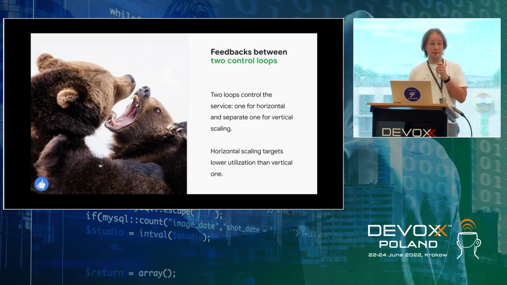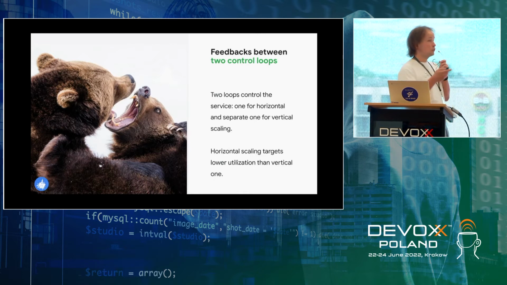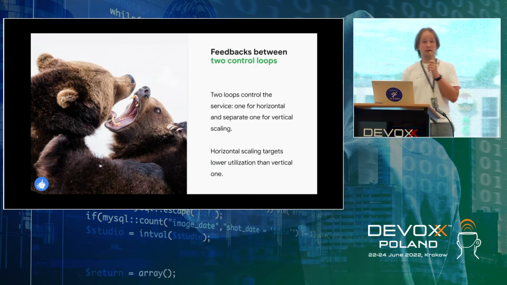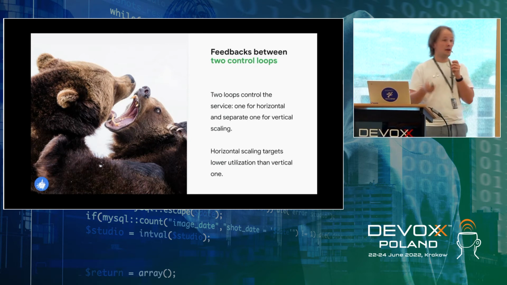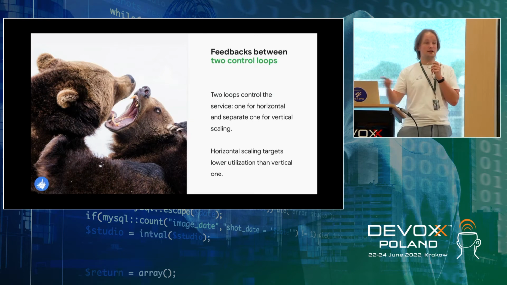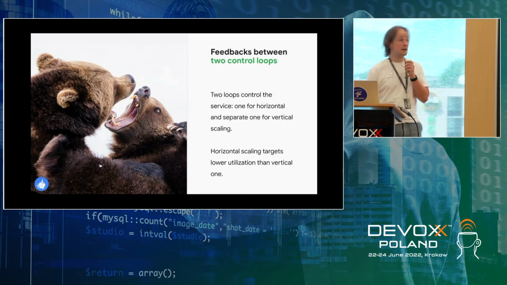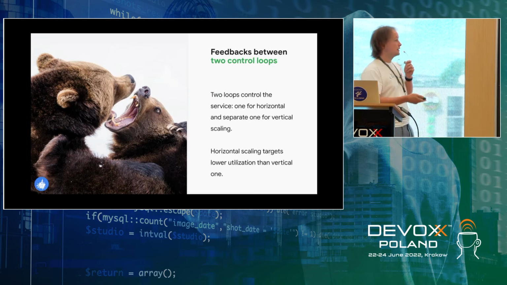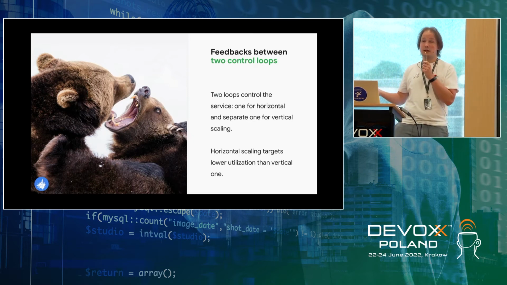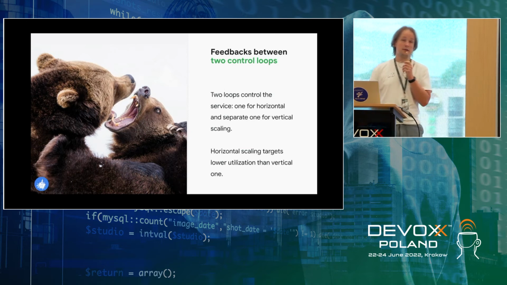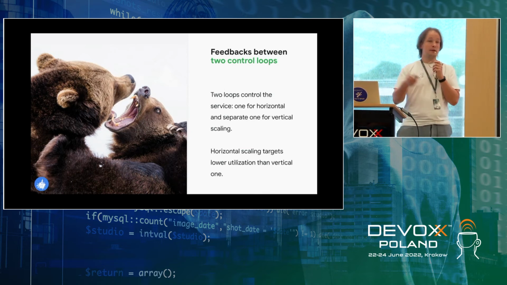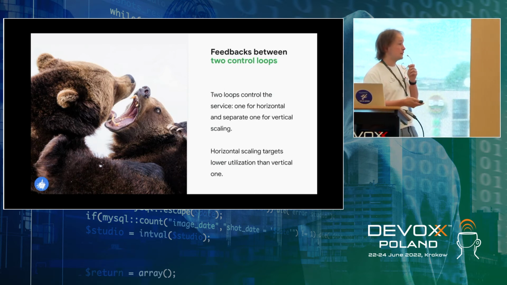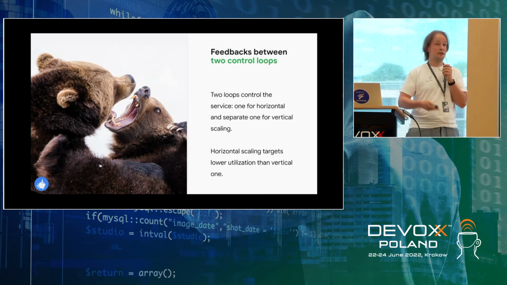But these are not all the feedback loops. We can have two feedback loops, two automation systems fighting with each other. One does horizontal scaling, that is adds or removes replicas, and one does vertical scaling, that is sizing each replica up and down. And they both use the same metric for scaling, the utilization target, but the target is different. For example, the horizontal system targets lower utilization than the vertical one.